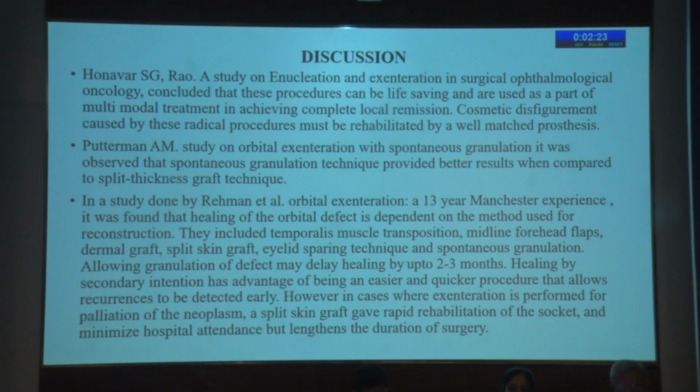So coming to discussion, it's a study done by Honavar S.G. Rao sir on enucleation and exenteration in surgical ophthalmological oncology, which concluded that these procedures can be life-saving and are used as a part of multimodal treatment in achieving complete local remission. The cosmetic disfigurement caused by these radical procedures must be rehabilitated by well-matched processes.